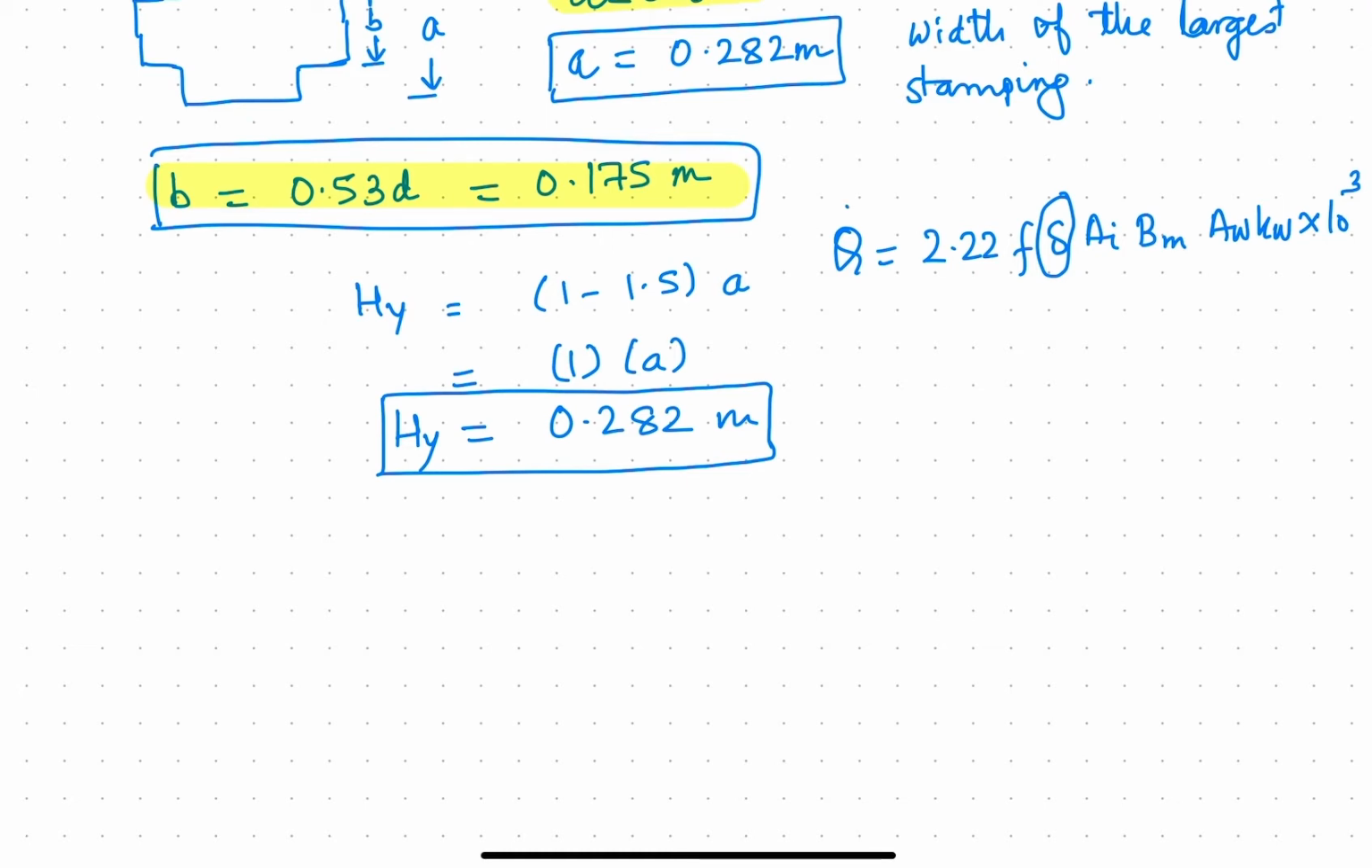So we have Q given to us. We are interested in calculating the window area AW here. So window area is found out to be 125 into 10 to the power 3 divided by 6.77 into 10 to the power 6. So that is 0.0184 meter square.